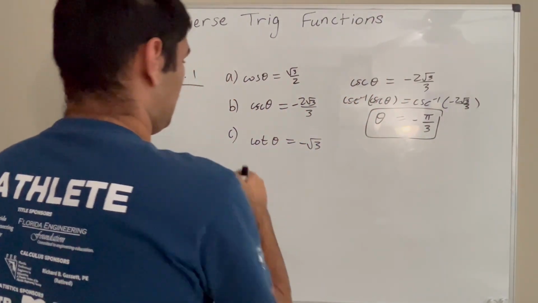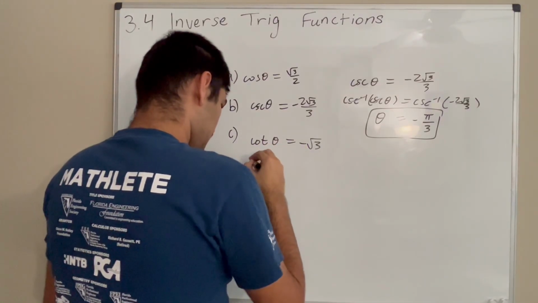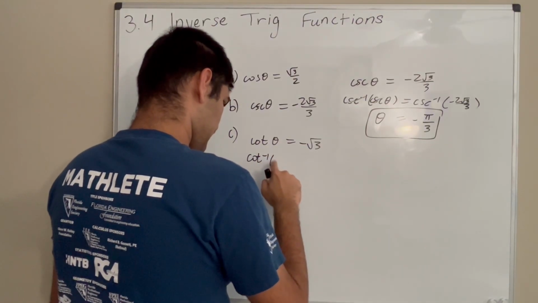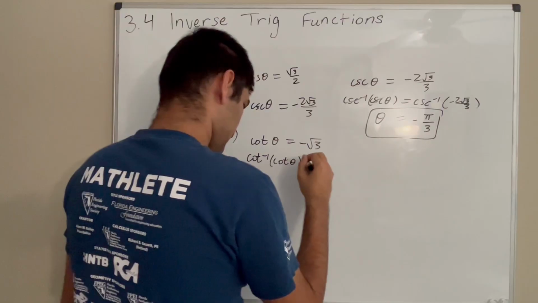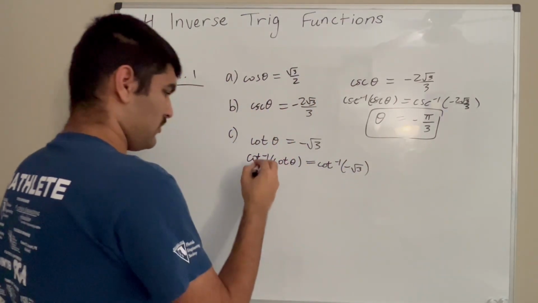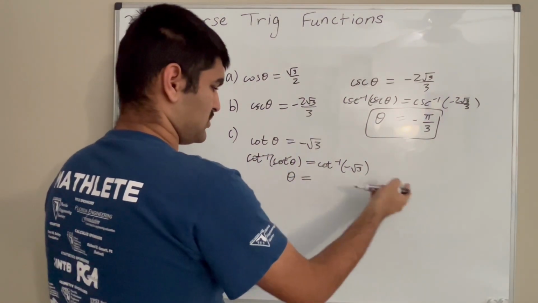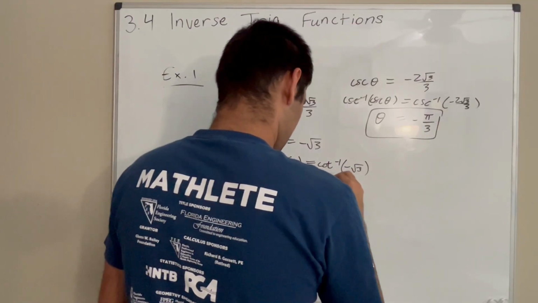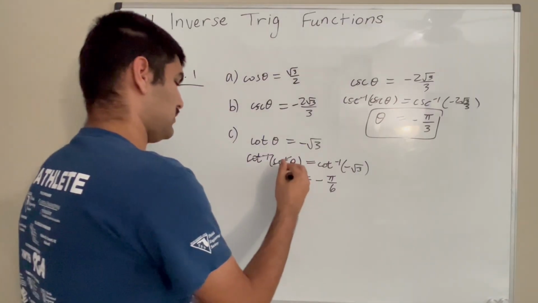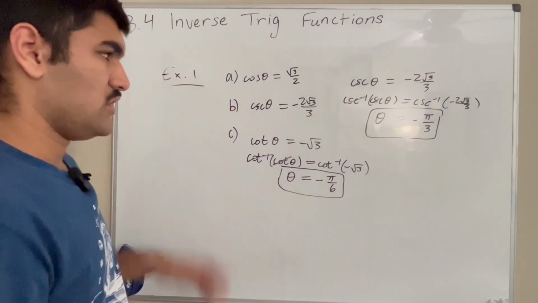Alright, and then last one, we have cotangent theta equals negative square root of 3. First step, we have to take inverse cotangent of both sides. Then inverse cotangent and cotangent cancel, so you're just left with theta, and then put this into your calculator, and you should get negative pi over 6. Okay, so that's some basic examples of how to use inverse trig functions.